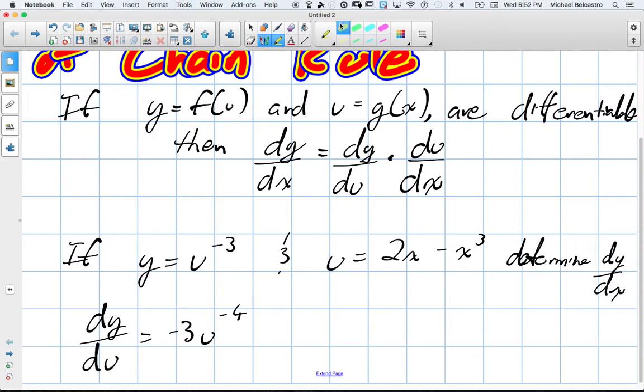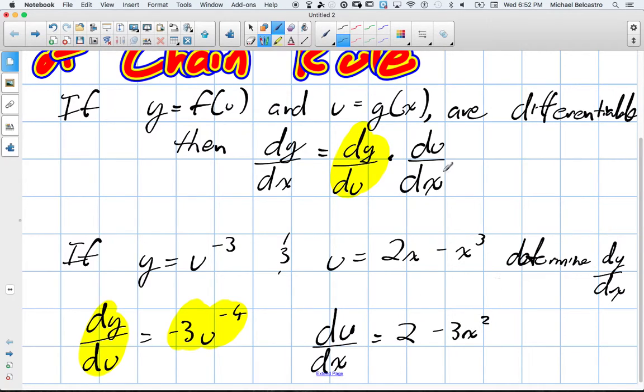So actually, I'm going to highlight these things so we know what we're doing here. This was dy/du, so that was this part here we just derived. Next, what we're going to do is derive u in reference to x, and that's this equation here. We have the u and the x. So we derive this function. This becomes 2 minus 3x squared, and that is essentially this half of the equation. So du/dx, which is that.